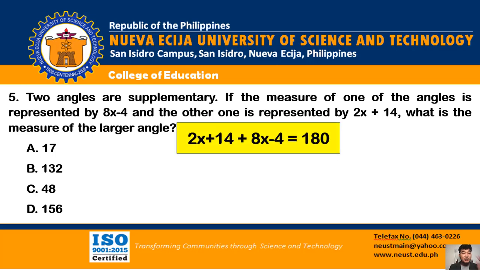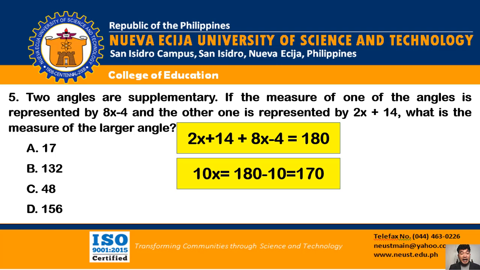So what we have to do is to add the two given angles. You have 2x plus 14 plus 8x minus 4. You equate that to 180. Then simplifying it further, you will have 10x equals 180 minus 10, which is equal to 170. Divide the whole equation by 10, so x now equals 17.